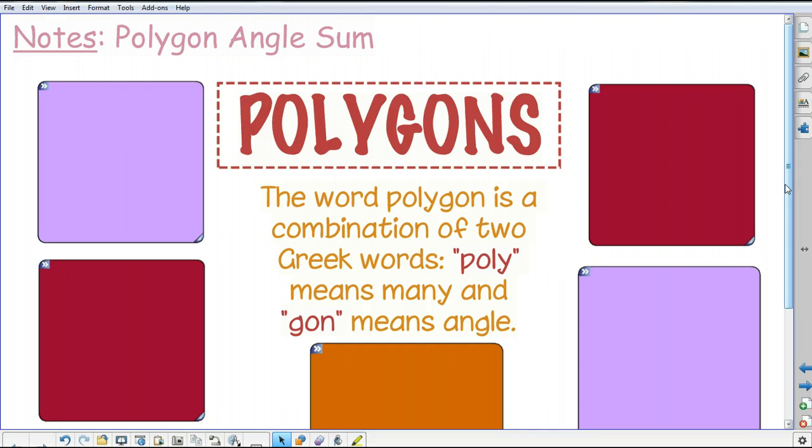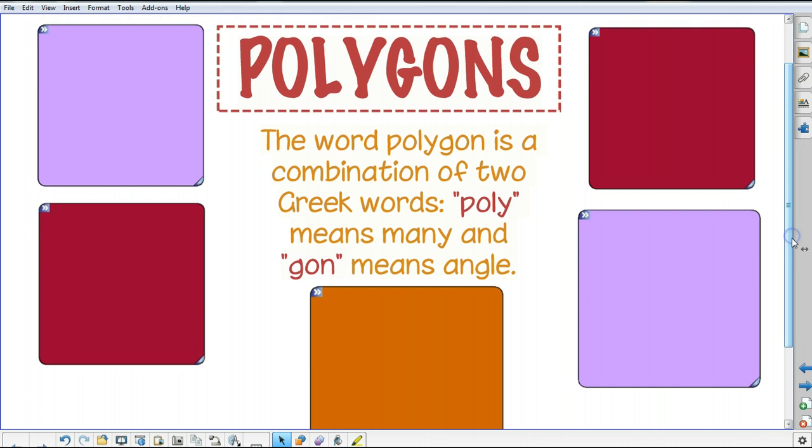What is a polygon? Write it down on your notes. Poly means, oh, it's on the next page. Don't write this down, sorry. But poly means many, and gon means angle. So a polygon is a shape with many angles. How many is many? Three or more. That is how many angles our polygons are going to have.